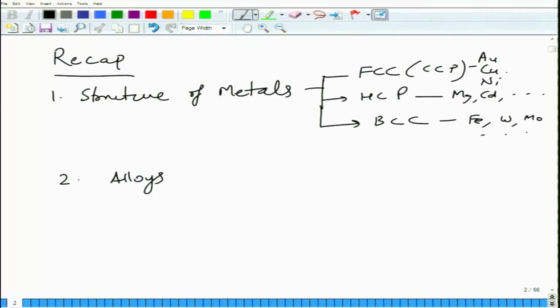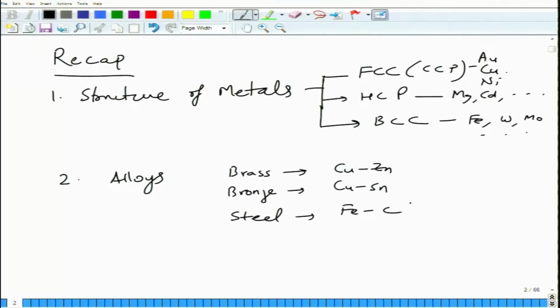Similarly, we also use brasses and bronzes, which are solid solutions of copper with zinc or tin. So you can have brass, which is CuZn. You can have bronze, which is CuSn, and you have steel, which is iron carbon, and there are many other examples. These are three famous examples of materials that we use in regular applications. So where do these atoms go? For example, where does zinc go, where does tin go, where does carbon go?